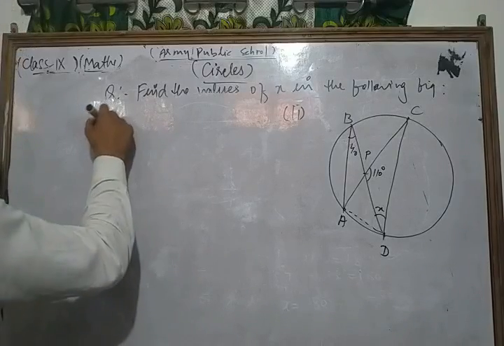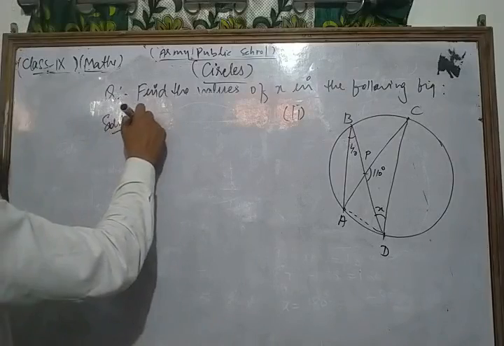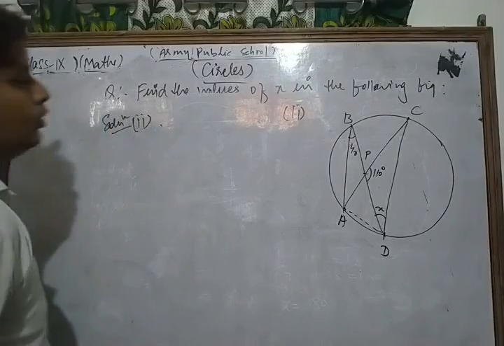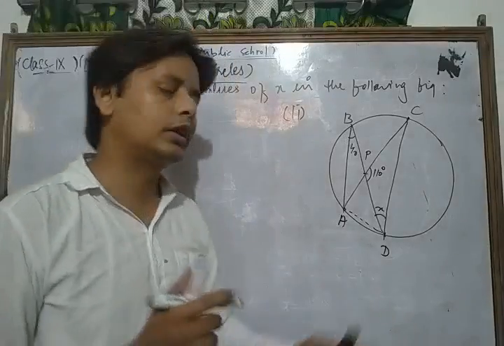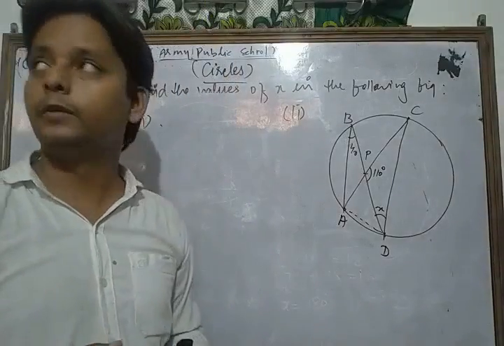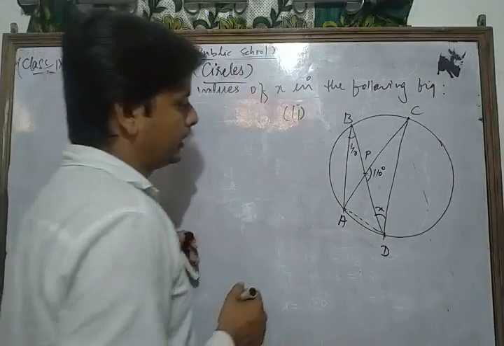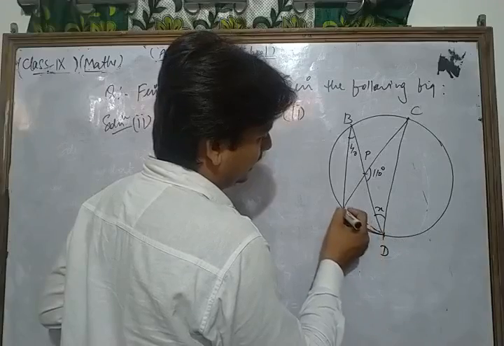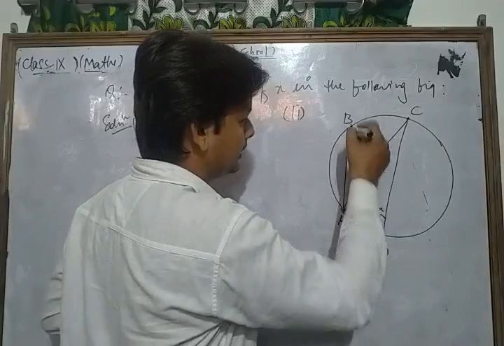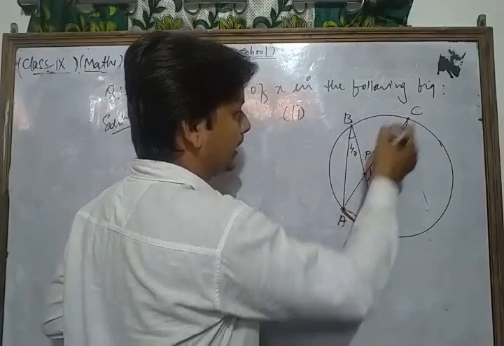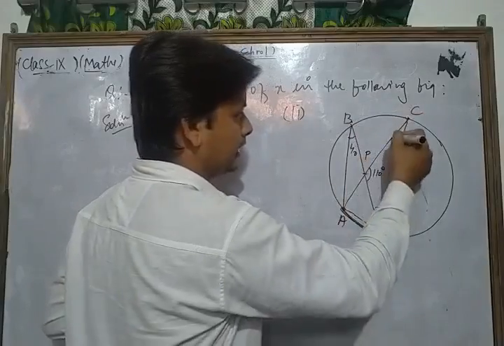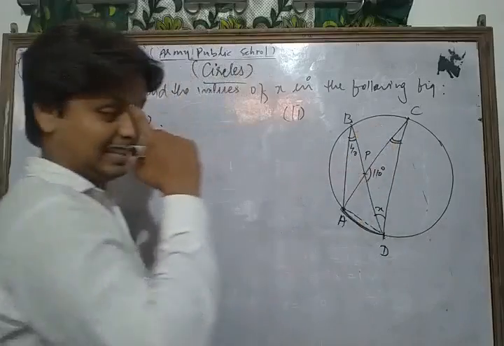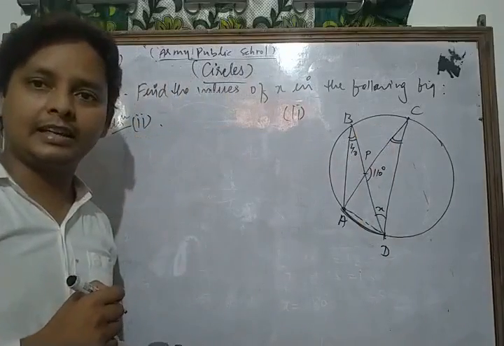Now let's see the second part of this question. Look, first of all, looking at the figure very carefully, we find that this is arc AD, and the angles subtended by it on the circle are angle ABD and angle ACD. These are angles in the same segment.